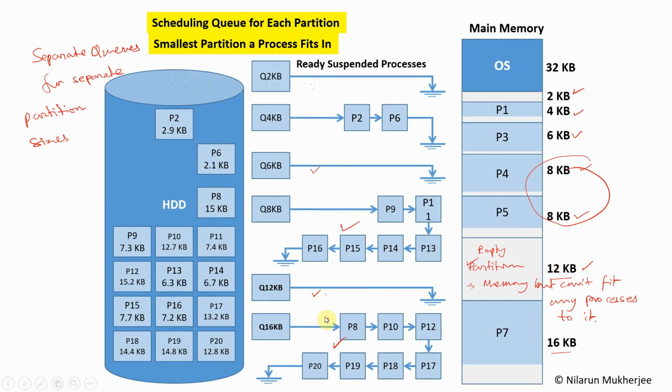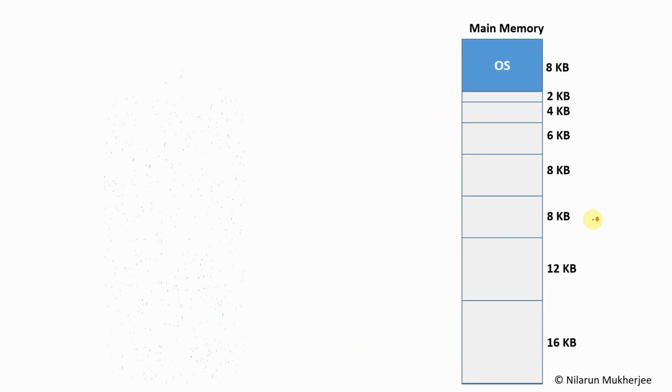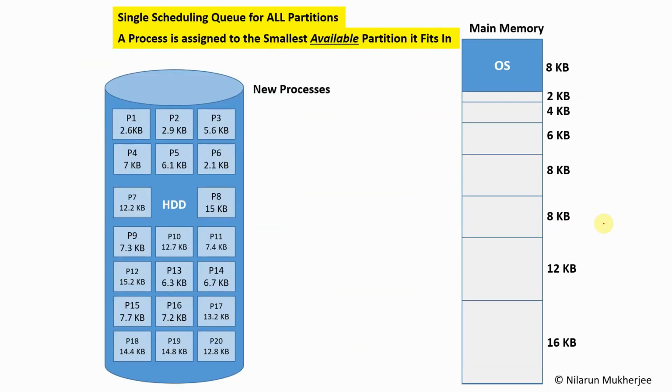The next algorithm, so I have already explained all of that. The last point was, if only the process which was in 6 got terminated, here also we will be having memory but no one to fit in. So the next concept is to maintain a single queue for all process sizes.